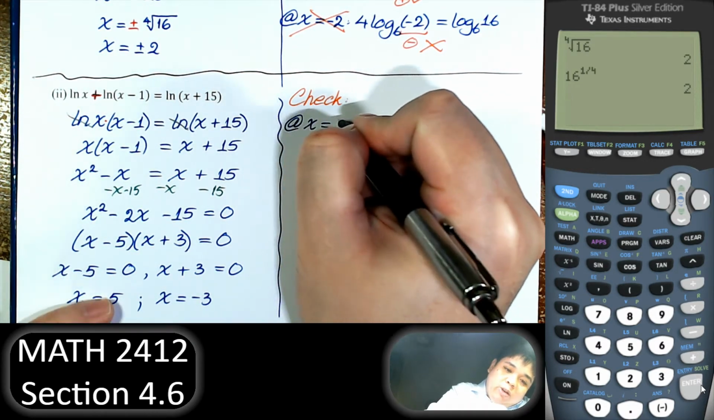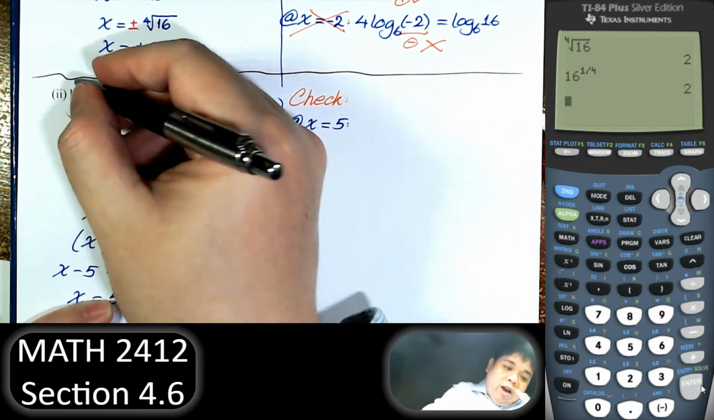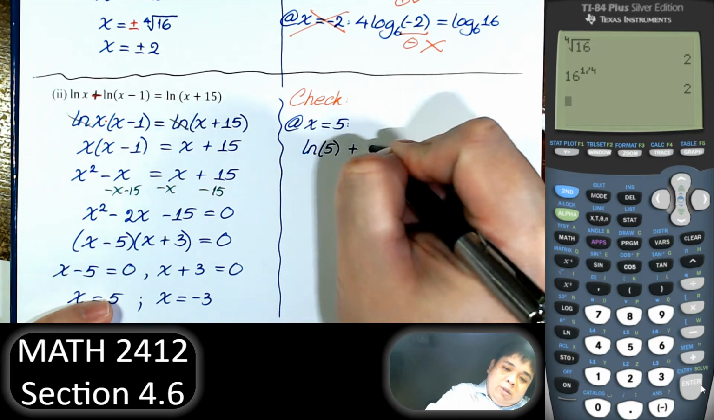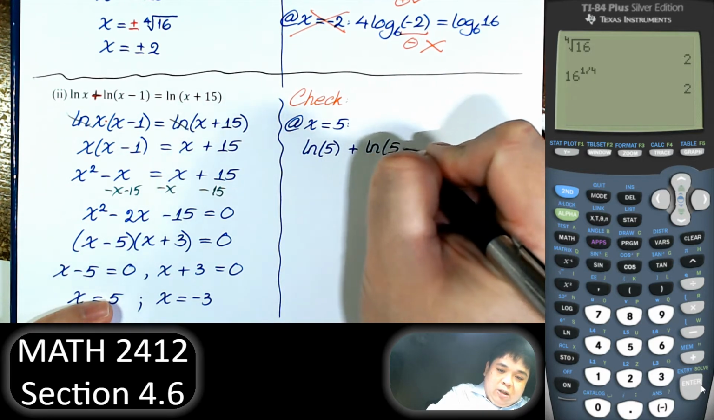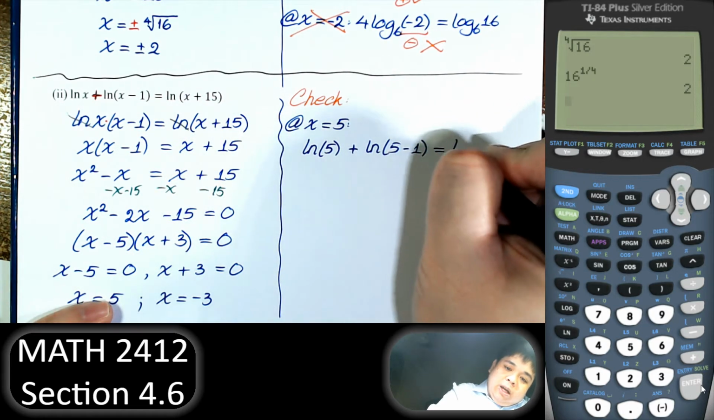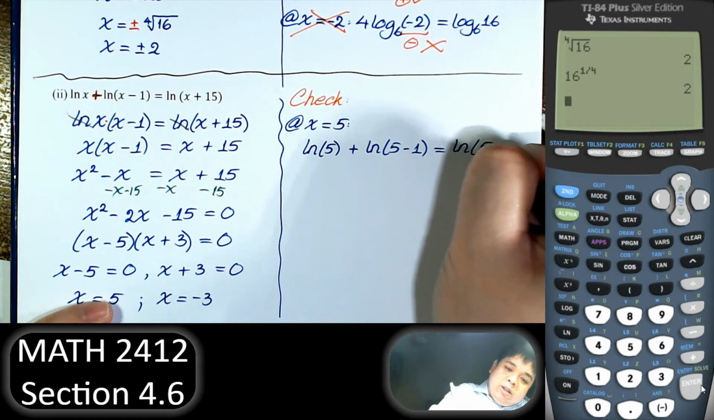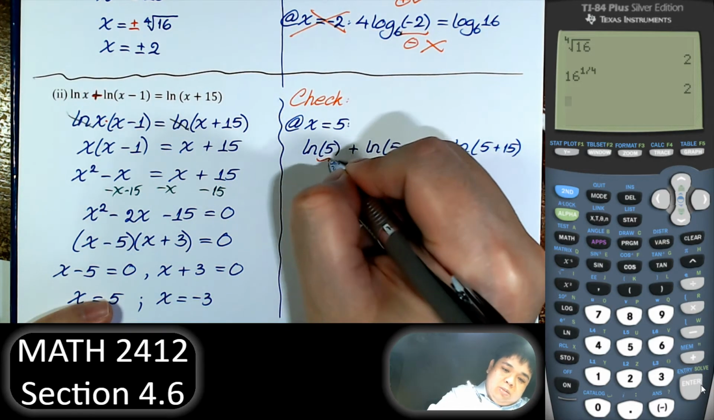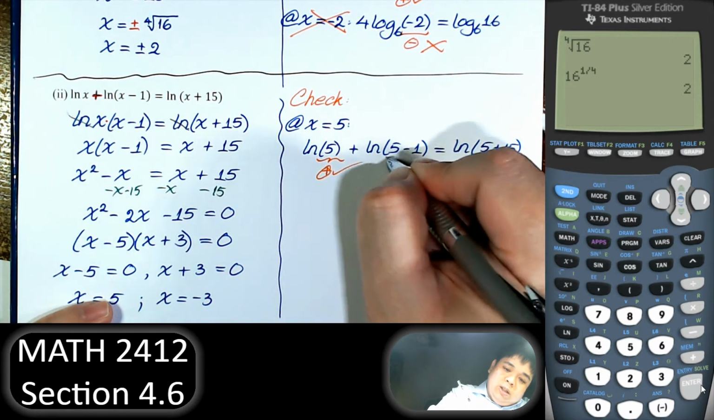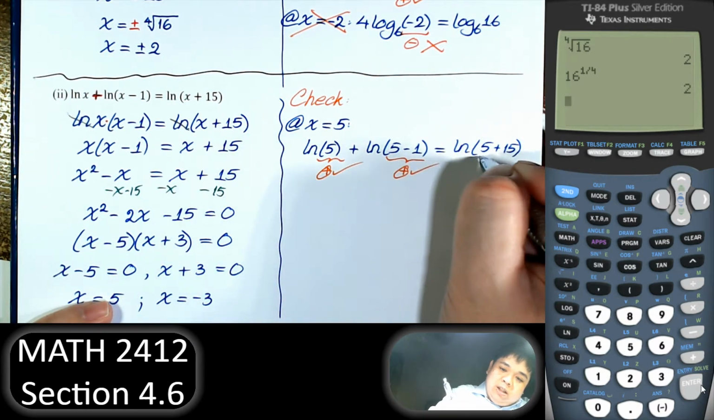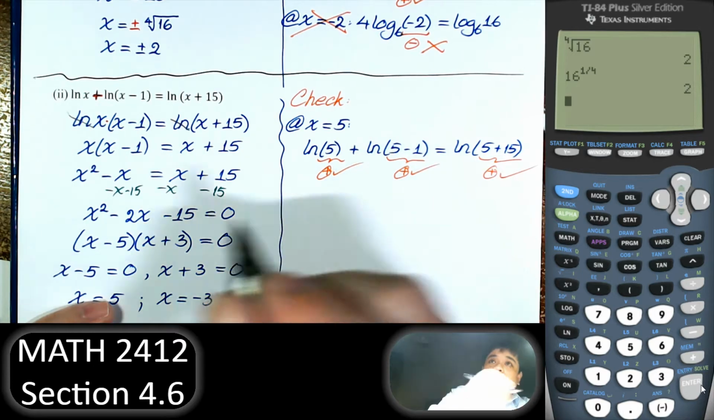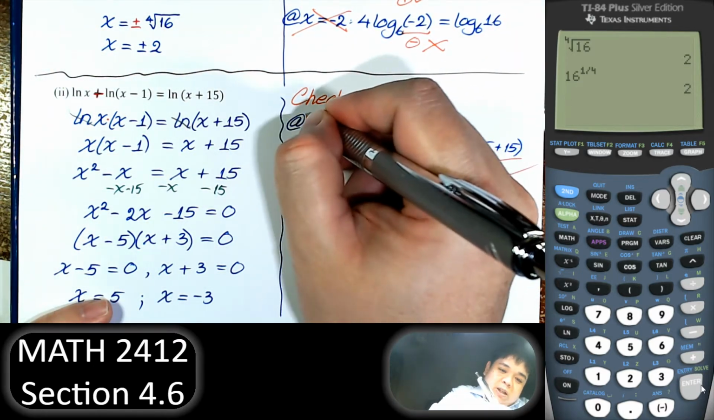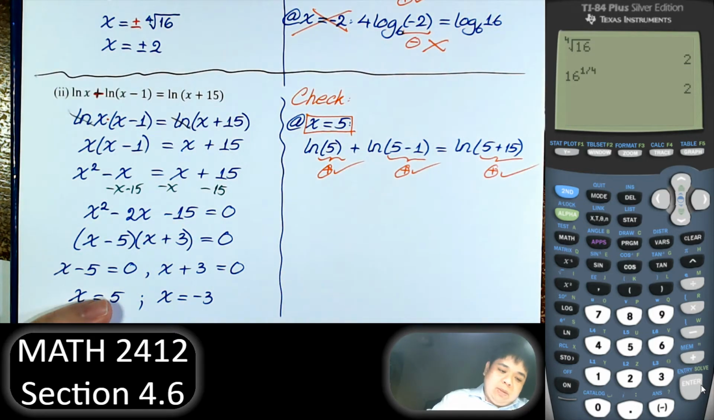When x equals 5, I put 5 in for x: ln of 5 plus ln of 5 minus 1, ln of 5 plus 15. So this is positive, so it's good. We have all positive inside all the logs, and so this is a solution.